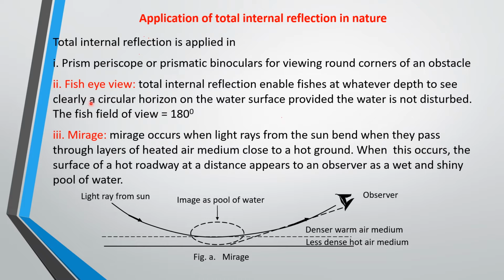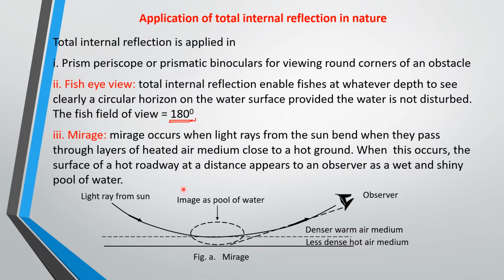It is also applied in the fish eye view. A fish that is under a pond or underwater can actually see the top of the horizon because of this phenomenon of total internal reflection. The fish eye view is equal to 180 degrees.